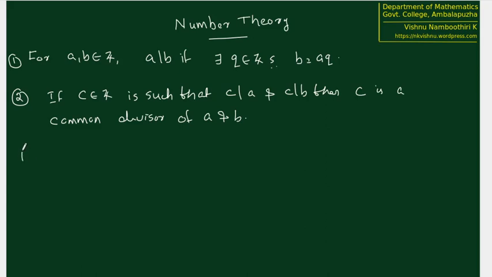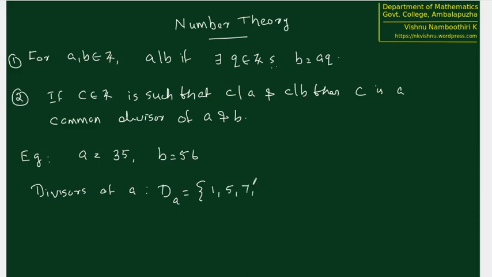For example, suppose that we consider a to be equal to 35 and b to be equal to 56. Then what are the divisors of a? Suppose that we call that set dA, a set because there can be many divisors of a, so we put them inside a set. So divisors of a are, we know that 1 divides 35, after that 5 divides 35, then 7, and after that 35 itself. These are divisors of a.